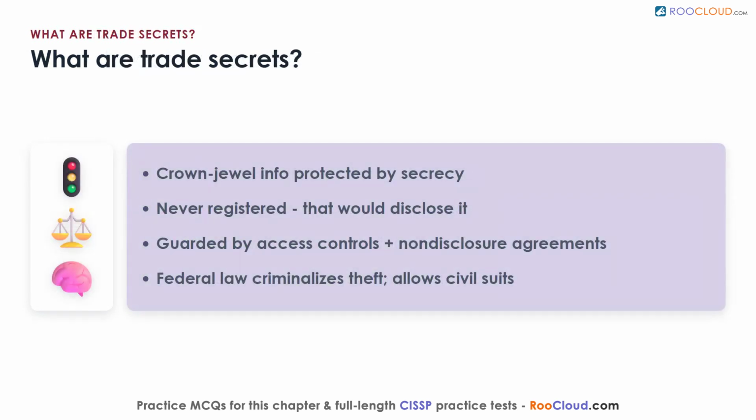What are trade secrets? They are the crown jewel information a company protects by keeping it hidden, not by publishing it. A formula, a manufacturing process, an internal model, all lose their value if exposed to competitors. Unlike copyrights and patents, you never register a trade secret because registration would force public disclosure and end the secrecy. Instead, you protect it with strict access controls and non-disclosure agreements. Federal law adds teeth, making the theft of trade secrets a serious crime and allowing civil suits as well. This is why source code is often guarded as a secret rather than merely copyrighted. Think of a locked recipe vault that only a handful of people may ever open.